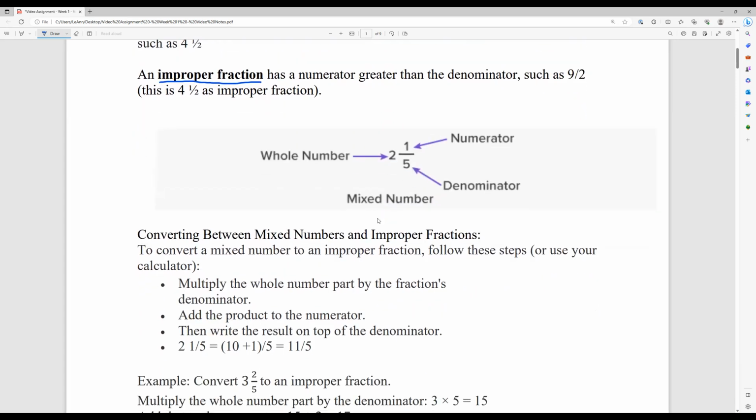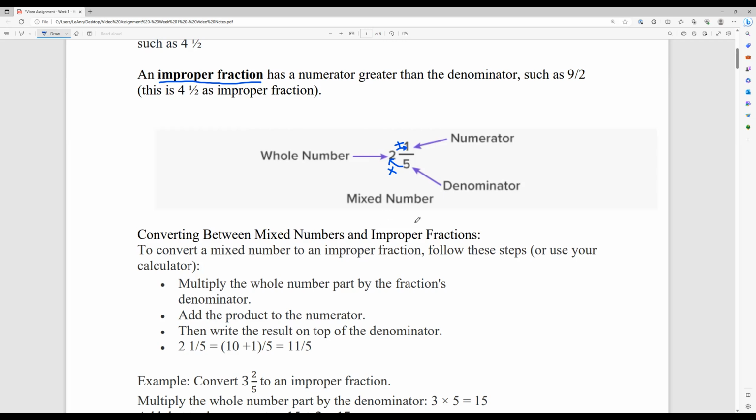To convert a mixed number to an improper fraction, you'll follow these steps, or you have the ability to use your calculator. I will be posting a separate resource video on that, right underneath this one, that is required. First, multiply the whole number part by the fraction's denominator. Then add that product, 2 times 5, to the numerator. So we're going to add the 1 to that, and that's going to be the top of our improper fraction. So 2 1/5 will be 10, which is 2 times 5, plus 1, which would be 11/5.